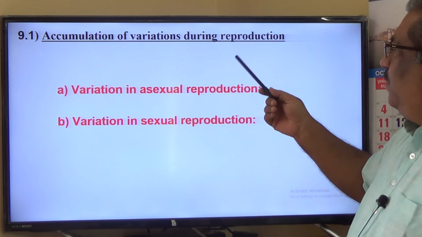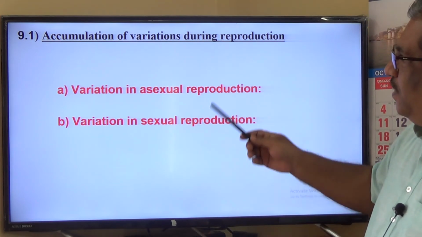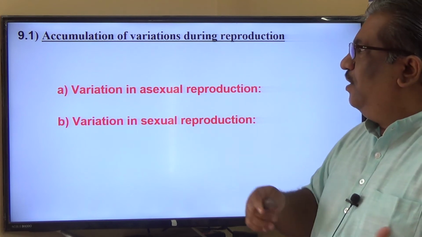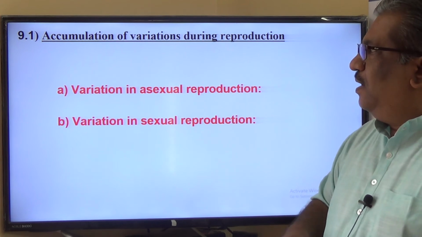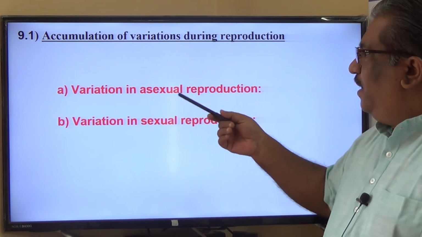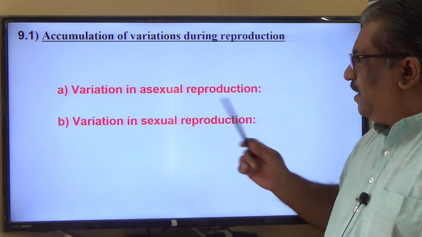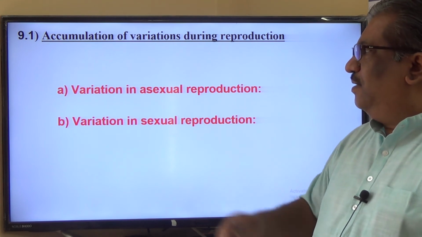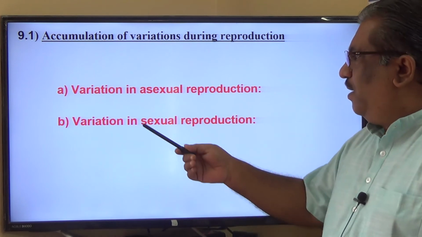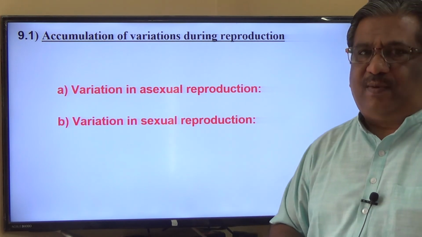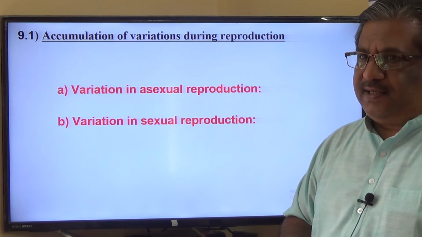Next, accumulation of variations during reproduction. If you consider the accumulation of variations during reproduction, we have to study variation in asexual reproduction and variation in sexual reproduction. What do you think? In asexual reproduction are the variations more, or in sexual reproduction are the variations more? What is your guess?